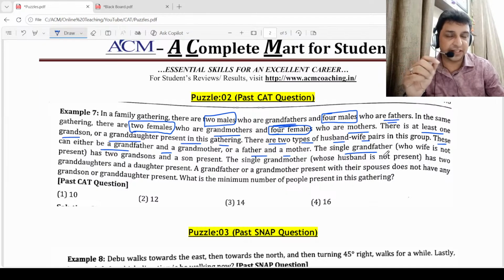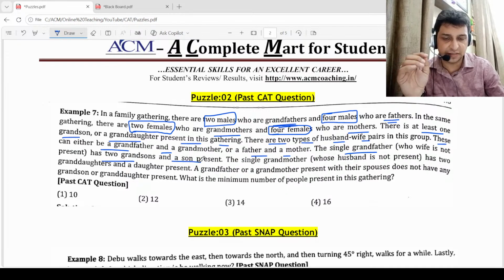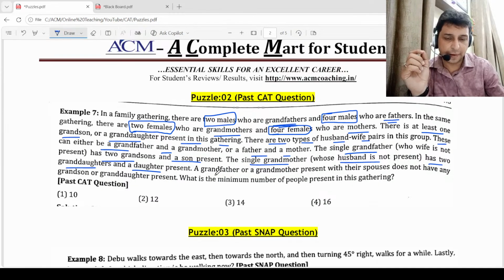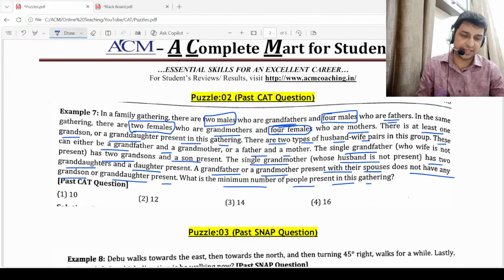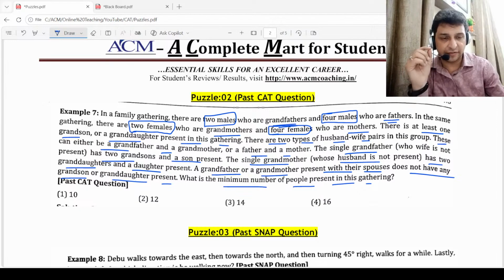The single grandfather, that means there is a single grandfather whose wife is not present, has two grandsons and a son present. A single grandmother whose husband is not present has two granddaughters and a daughter present. A grandfather or grandmother present with their spouse does not have any grandson or granddaughter present. What is the minimum number of people present in this gathering? So, how many minimum number of people do you have in the gathering? That is the question which we have.